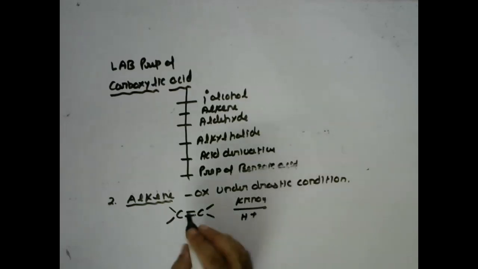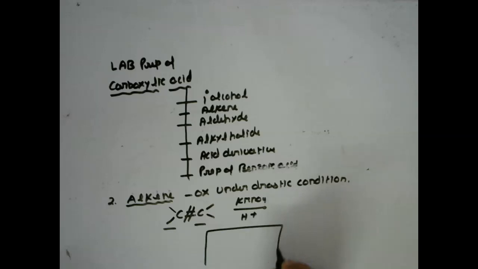What is going to happen? The double bond will break up. You will get 2 parts. The 2 parts are going to separate out. And which part will become what? There were certain rules that we have done in 11th class, but hopefully you would have forgotten. So I'm just revising for you.